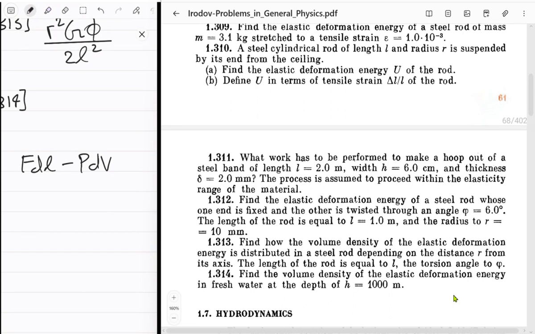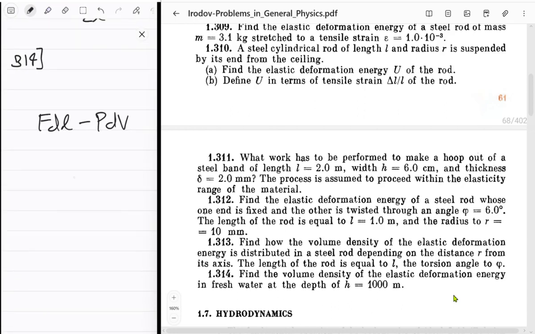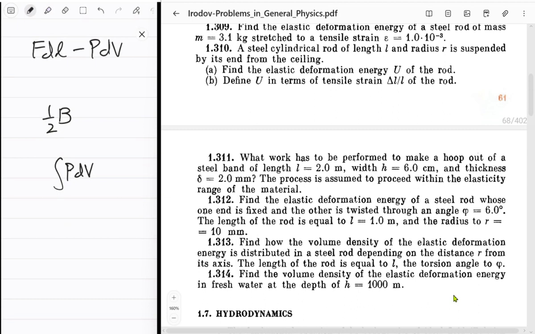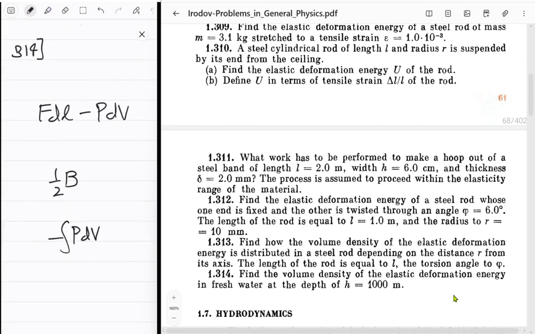Yeah. So then it's just going to be half bulk modulus times the volumetric strain squared, right? Because PdV, it's hard to express what's supposed to happen. PdV is the thing, right? You want this integral of negative PdV or whatever. Hey, but the pressure. Okay, this is getting complicated.